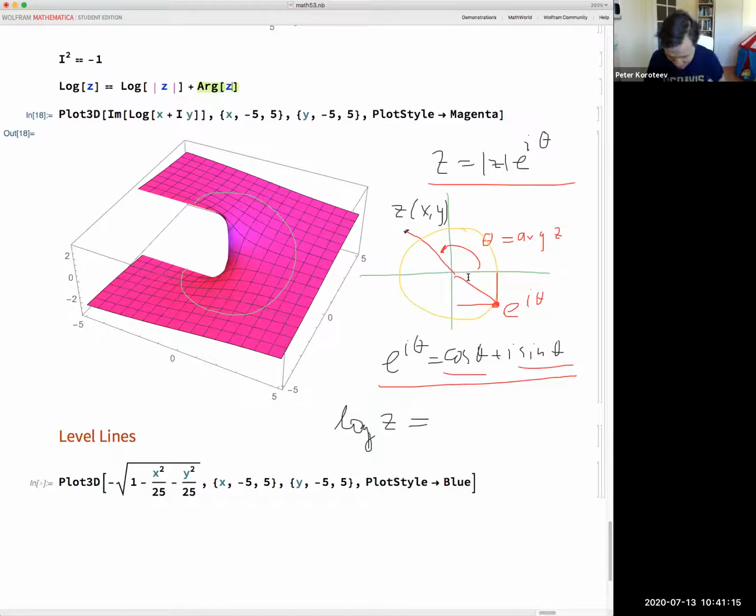Well, you need to define a complex log, but assume that we did. And then the log of the product is equal to a sum of logs. No exception here. So it's equal to log of absolute value of z plus i theta.